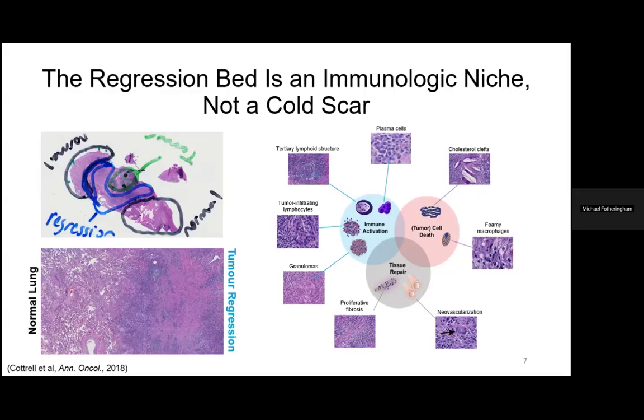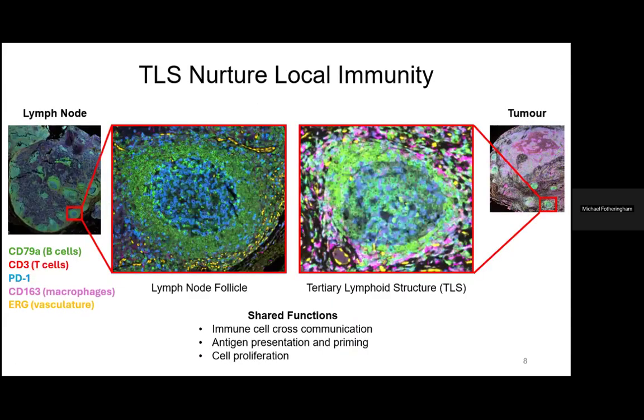And we had mentioned tertiary lymphoid structures. These form preferentially in regression and help sustain the anti-tumor immune response locally. And so I'm going to talk a little bit more about them. A tertiary lymphoid structure, or a TLS, as I'm going to start calling them, resembles a lymph node B cell follicle. And so again, these are multiplex immunofluorescence images showing on the left a lymph node follicle and on the right a tertiary lymphoid structure that's adjacent to tumor.